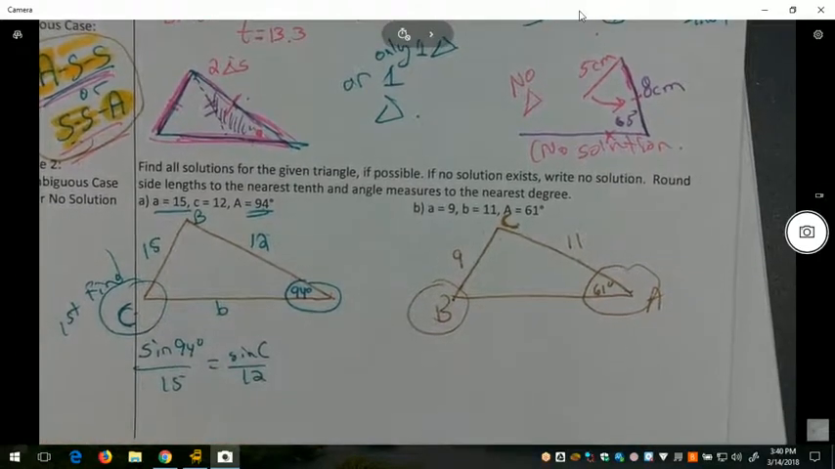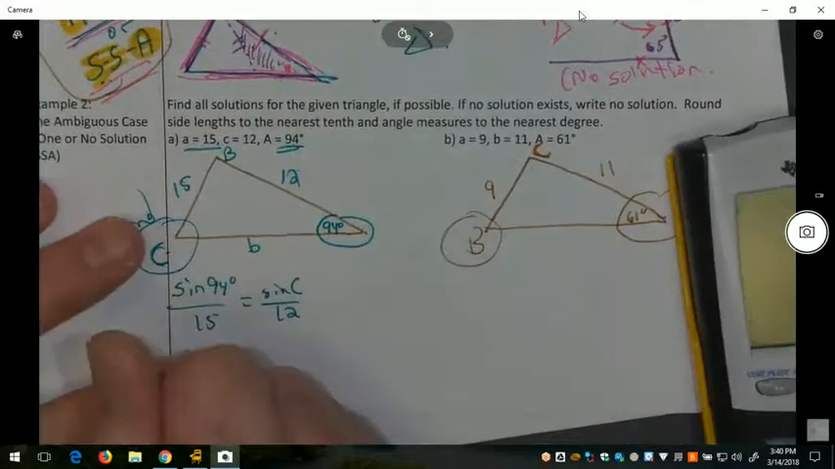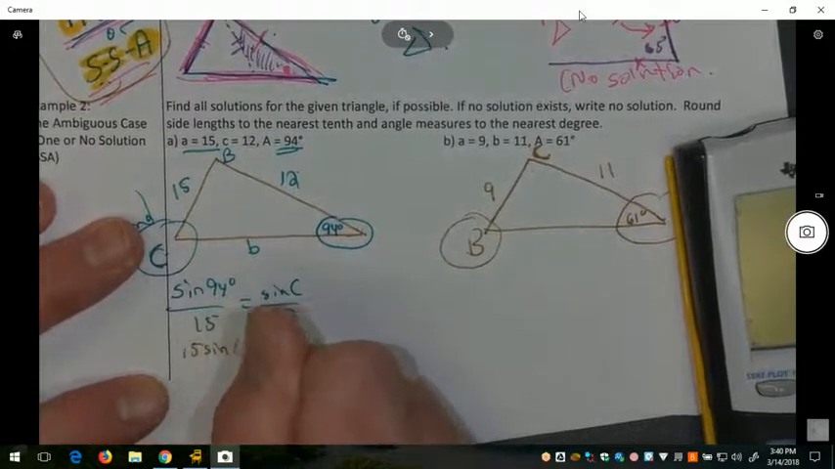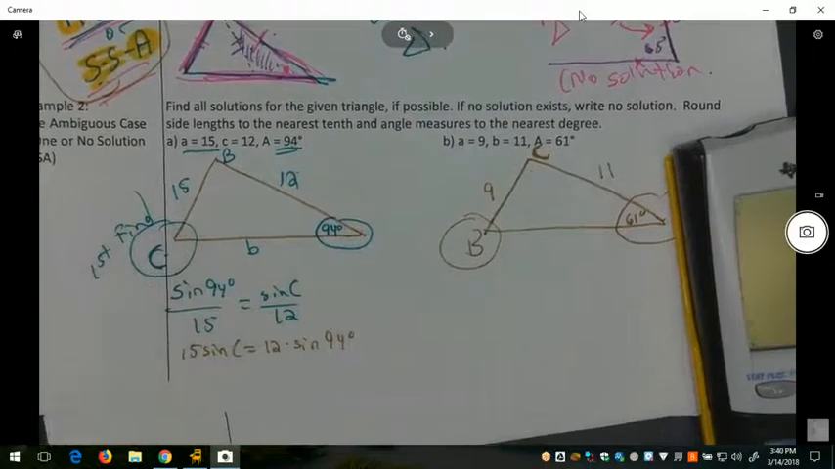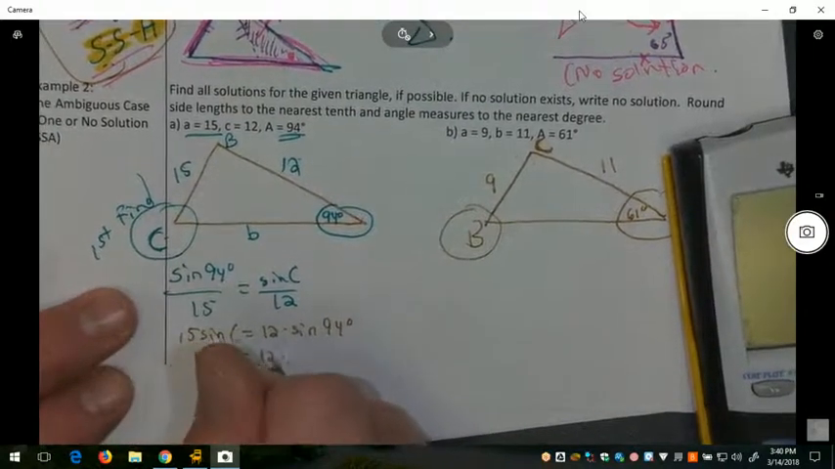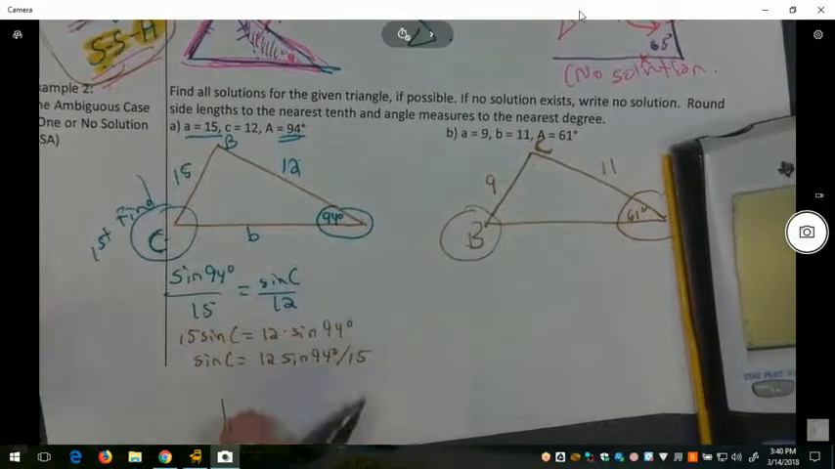I'm going to get my angle and we're going to see what happens. And then on this one, we'll set it up in a second. So I'm going to cross multiply. I now have 15 times the sine of C equals 12 times the sine of 94 degrees. I divide by 15 to get sine of C, which is supposed to be a ratio of 12 times the sine of 94 degrees over 15.